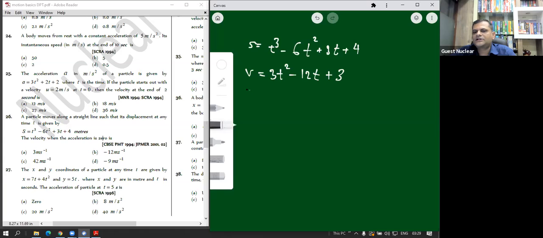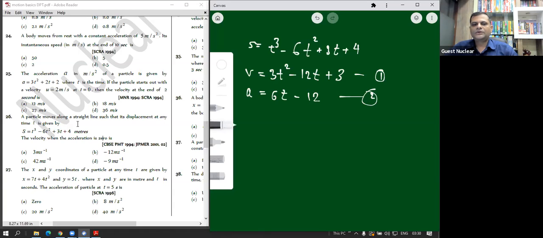And then again acceleration, find out the acceleration. Just differentiate this once again. 3 into t square का डेरिवेटिव 2t, जो 3 into 2t कितना बनता है, 6t बनता है, माइनस 12t का डेरिवेटिव 12 and 3 का डेरिवेटिव 0, अगेन नो नीड टू राइट. तो देखो, दो स्टेप में हमने वेलोसिटी भी निकाल लिया और एक्सेलरेशन भी निकाल लिया.